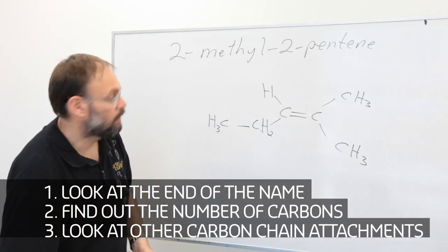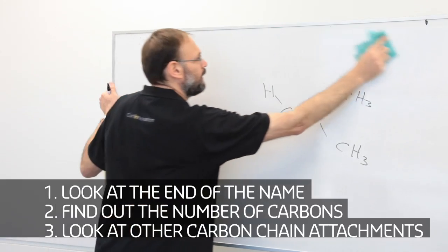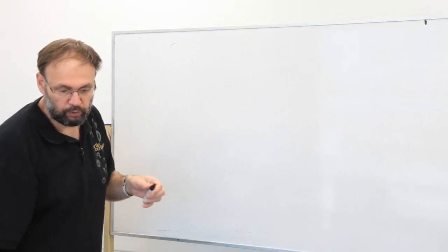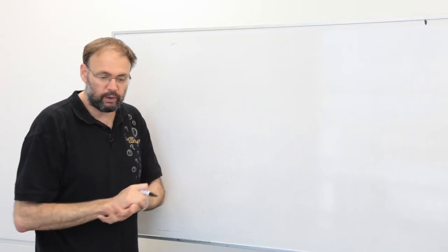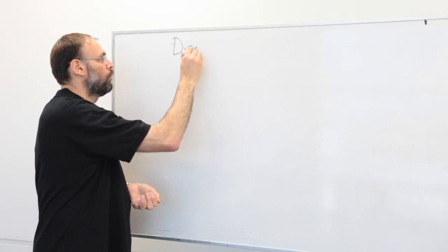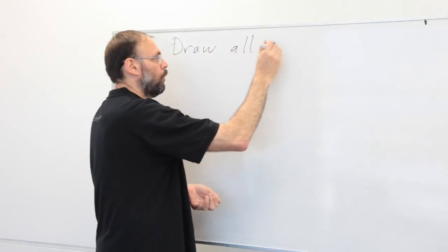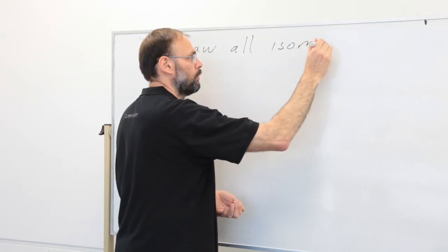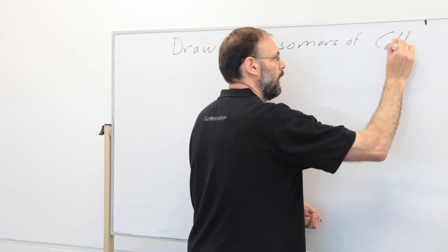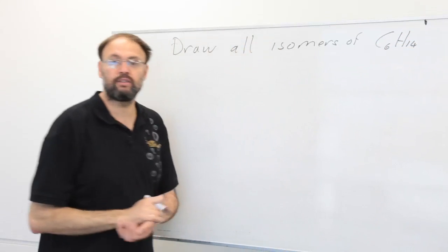A second question that's commonly used and helps you understand the functionalities or the bonding within alkanes is a question of the form: draw all isomers of C6H14. So they're isomers of hexane.